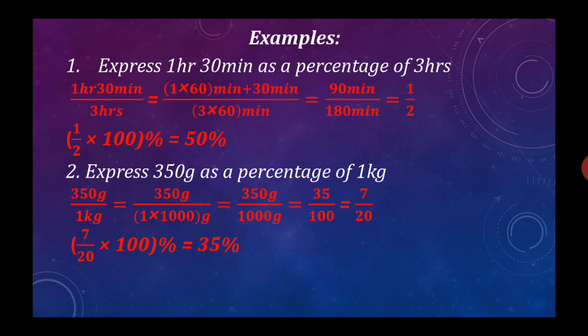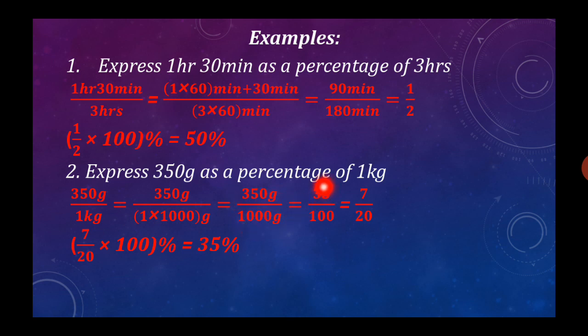The second one says express 350 gram as a percentage of 1 kilogram. This is gram and this is kilogram. So you have to convert kilogram to gram. It is higher than gram. So that is why we have 350 all over 1 times 1000. 1000 grams equals 1 kilogram. That is how we have now 350 grams over 1000 grams.